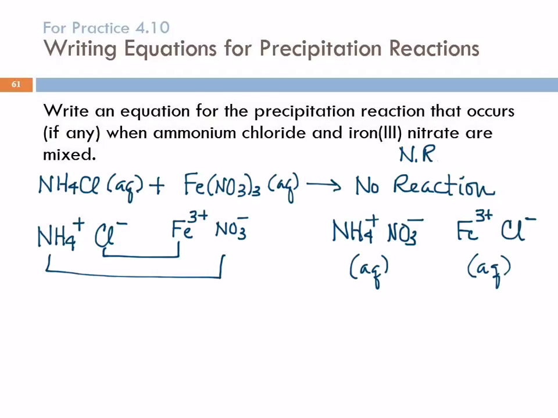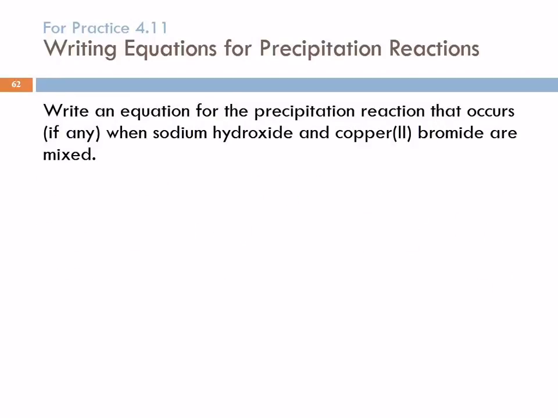Any questions? Just because you mix stuff together doesn't mean a chemical reaction occurs. Let's do another one. Write an equation for the precipitation reaction that occurs, if any, when sodium hydroxide and copper 2 bromide are mixed.